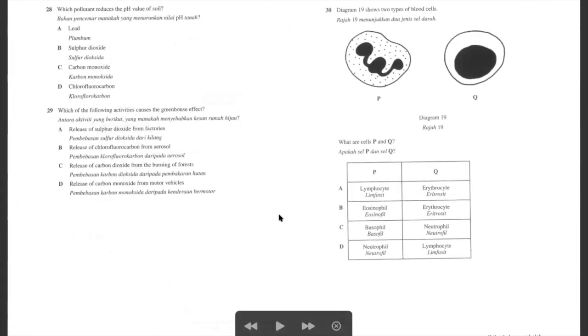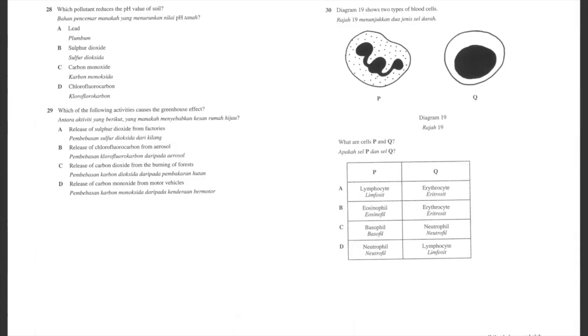Okay, 28. Which pollutant reduce the pH value of the soil? Okay, reduce the pH maksudnya benda tu ada acid lah. Sebab dia cakap reduce pH. Kalau increase the pH, alkaline. So 28, jawapan dia adalah B, sulfur dioxide. Sebab apa? Sulfur dioxide is the acidic gas. Okay, sulfur dioxide. Ingat sulfur dioxide ni, it also can lead to the acid rain.